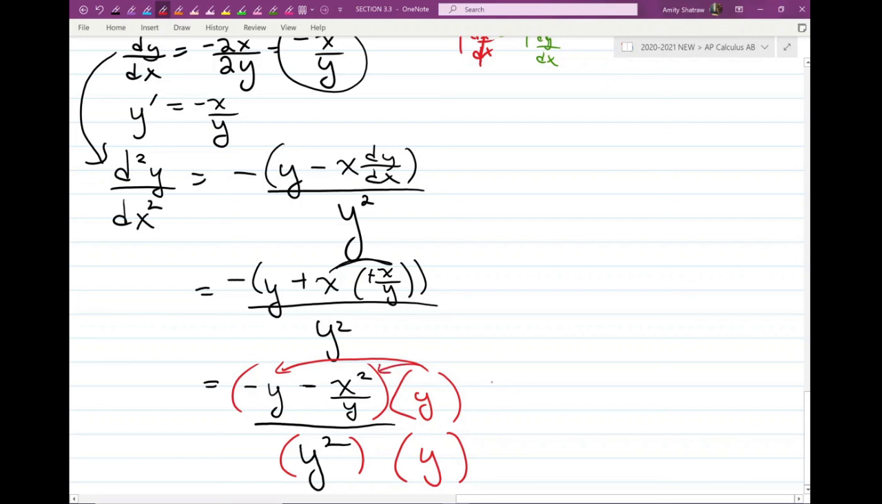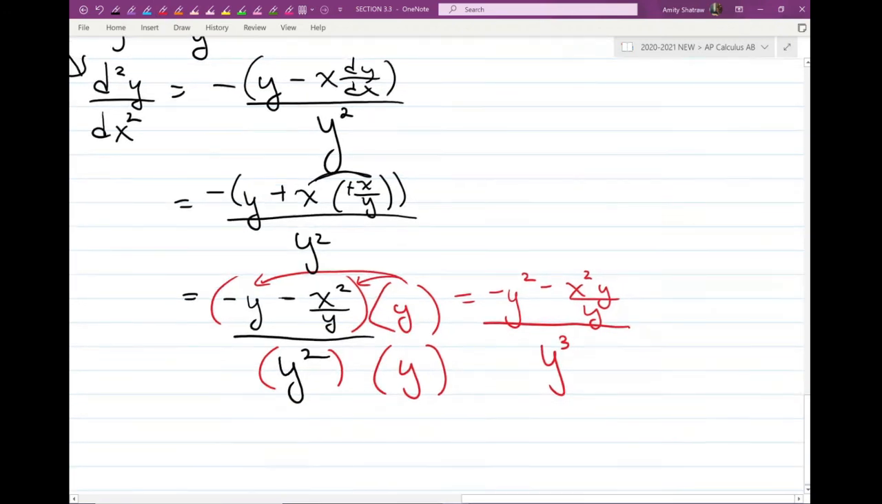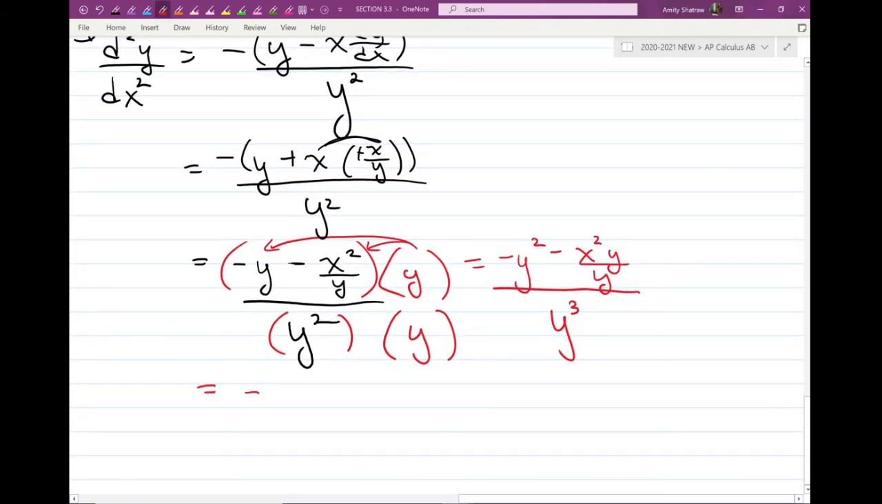So what I'll have is a negative y squared and minus an x squared y over y, and this whole thing will be over y cubed. And then when I keep going to the next step, I'll have a negative y squared minus, now these y's cancel out and I get minus an x squared, and this is all over y cubed. And that looks actually pretty good in my opinion. I like it.